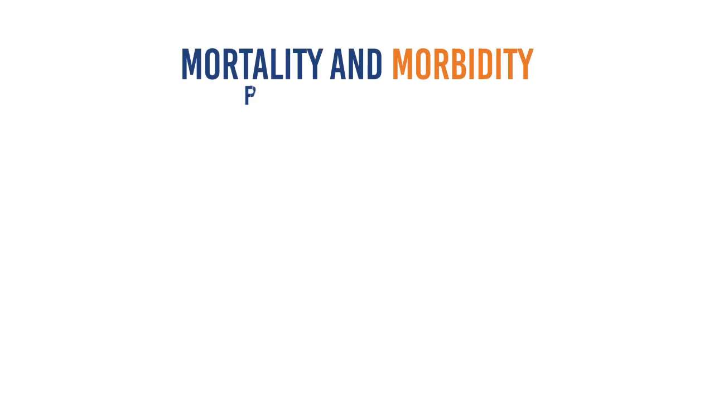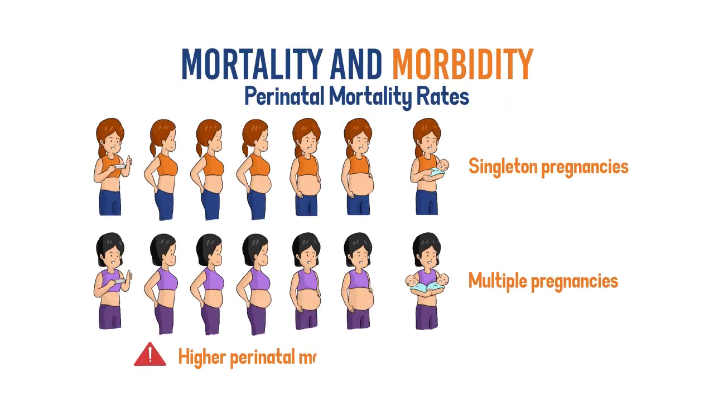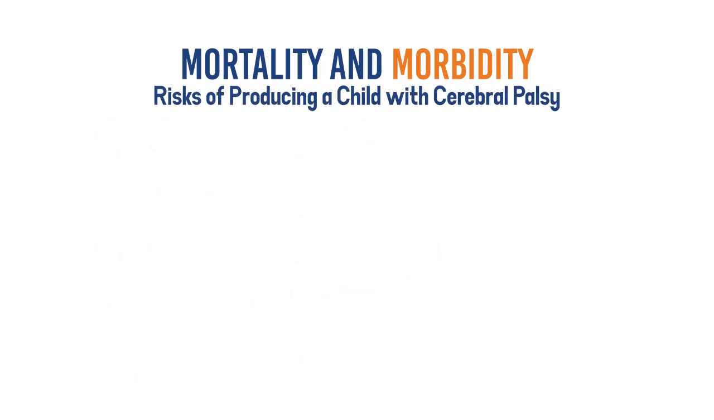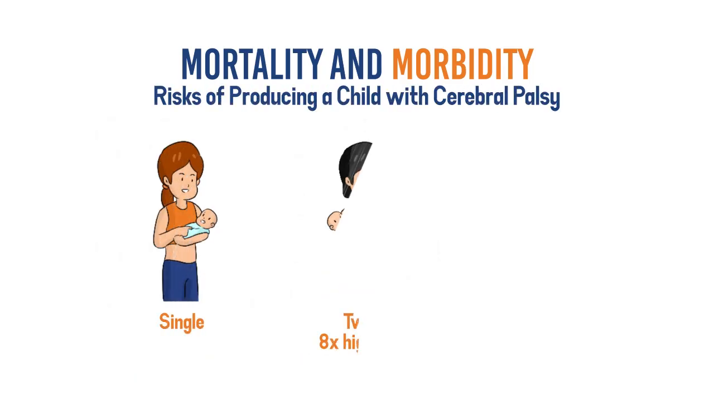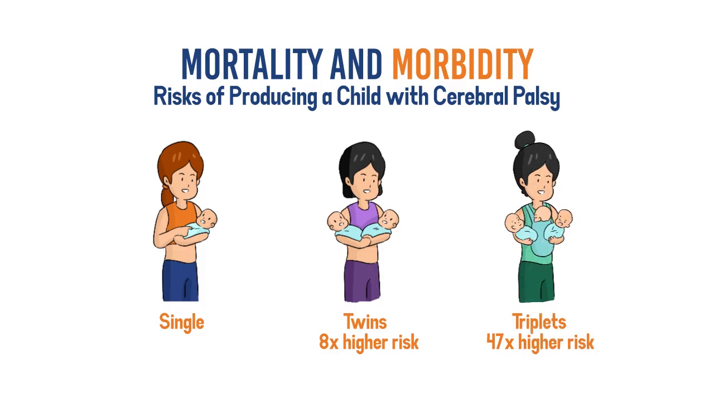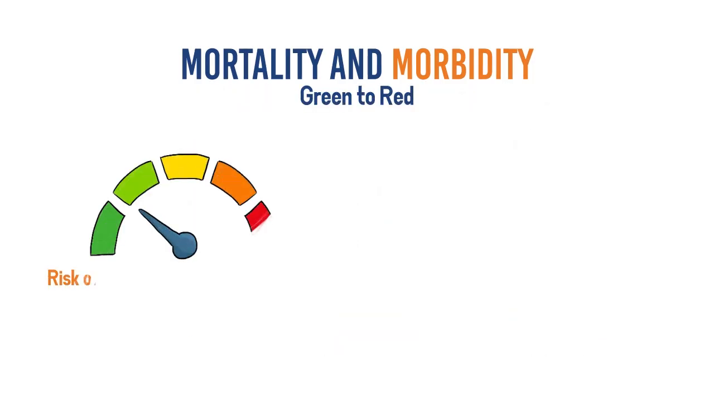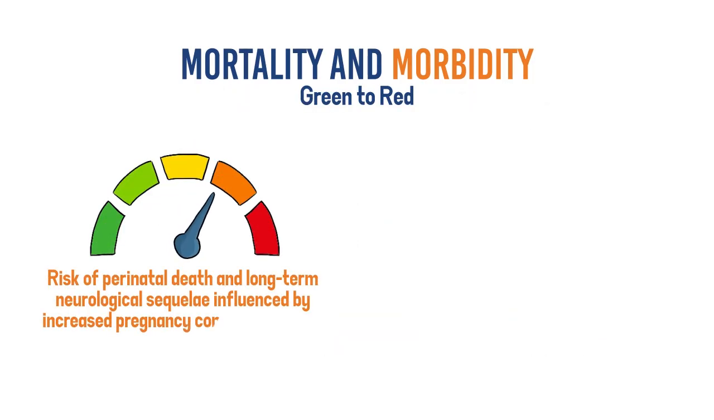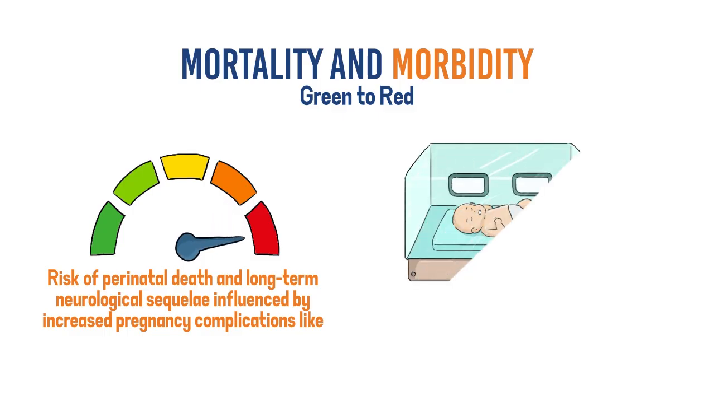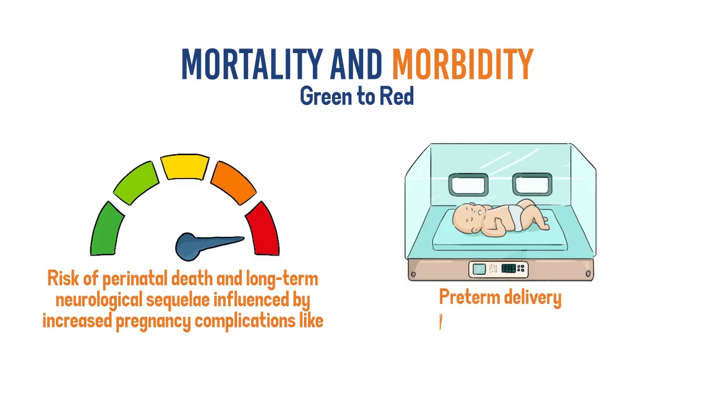Mortality and morbidity. Perinatal mortality rates are higher for multiple pregnancies compared with singleton pregnancies. The risk of producing a child with cerebral palsy is 8 times greater in twins and 47 times greater in triplets compared with singleton pregnancies. The risk of perinatal death and long-term neurological sequelae is largely influenced by the increased rate of pregnancy complications, particularly preterm delivery and low birth weight.